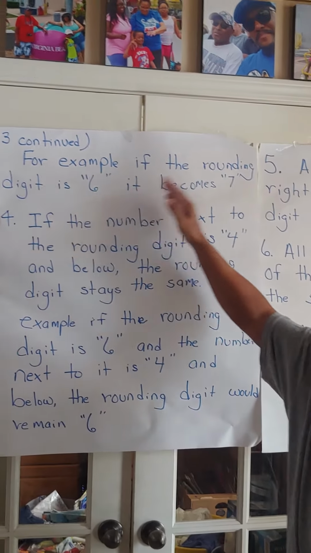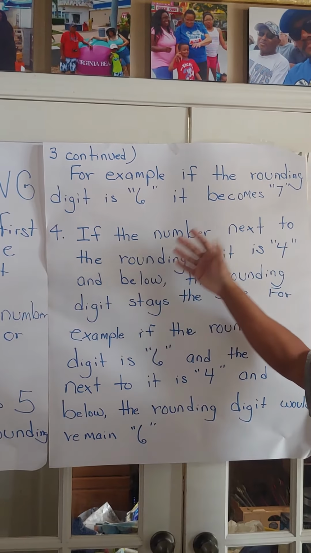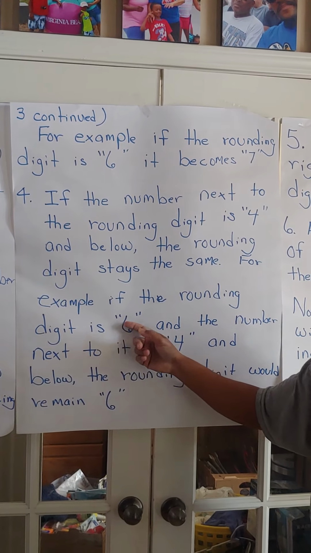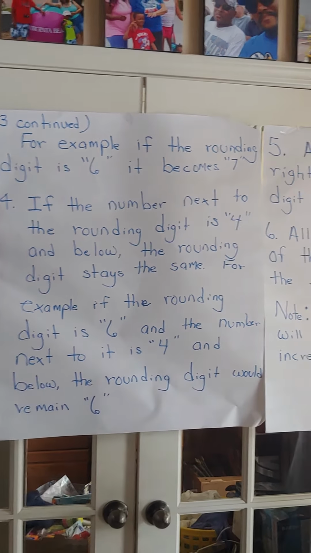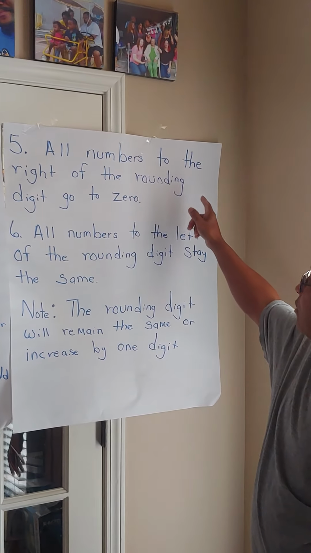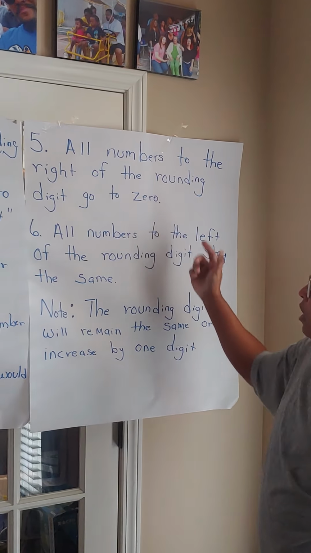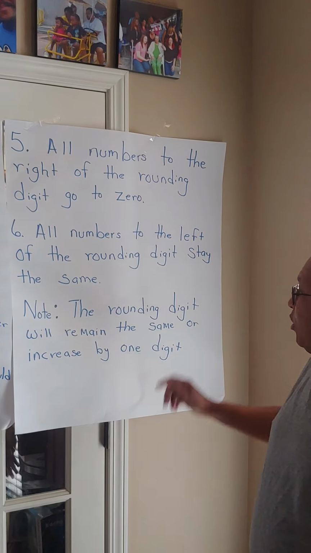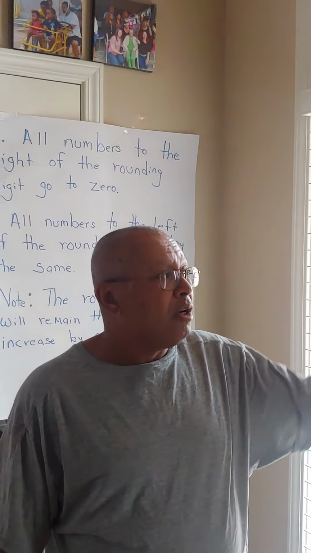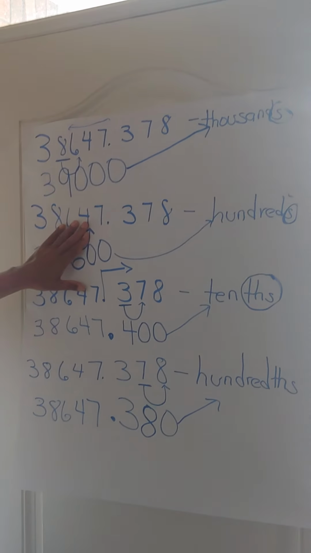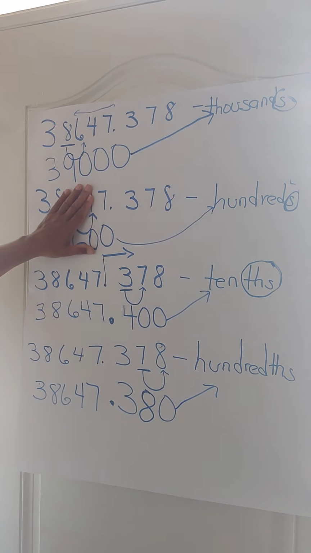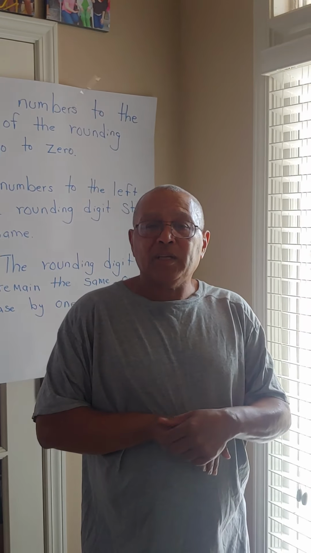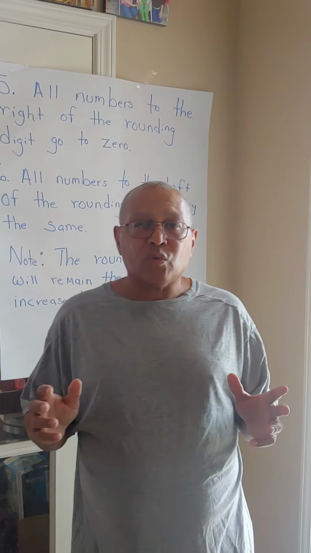For example, if it's a 6, it goes to 7. If the number is 4 and below, then the rounded digit stays the same. So if it was a 6, it stays a 6. And all numbers to the right of the rounded digit go to 0. All numbers to the left stay the same. So the rounded digit will remain the same or increase by 1. So in a nutshell, when you round it, the rounding digit is either going to stay the same or increase by 1. So this is a short, brief lesson, a complete lesson on rounding.